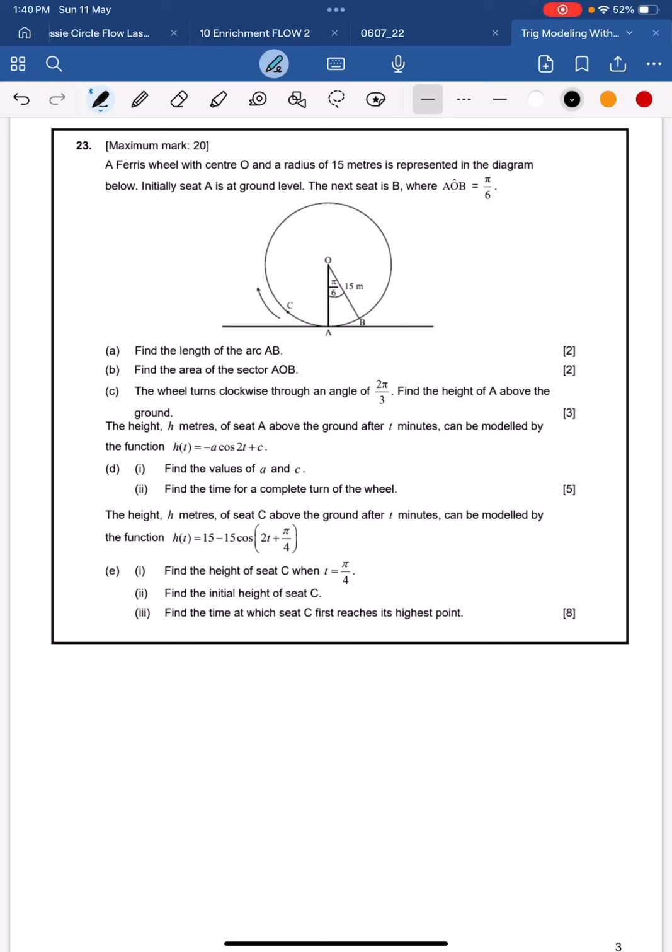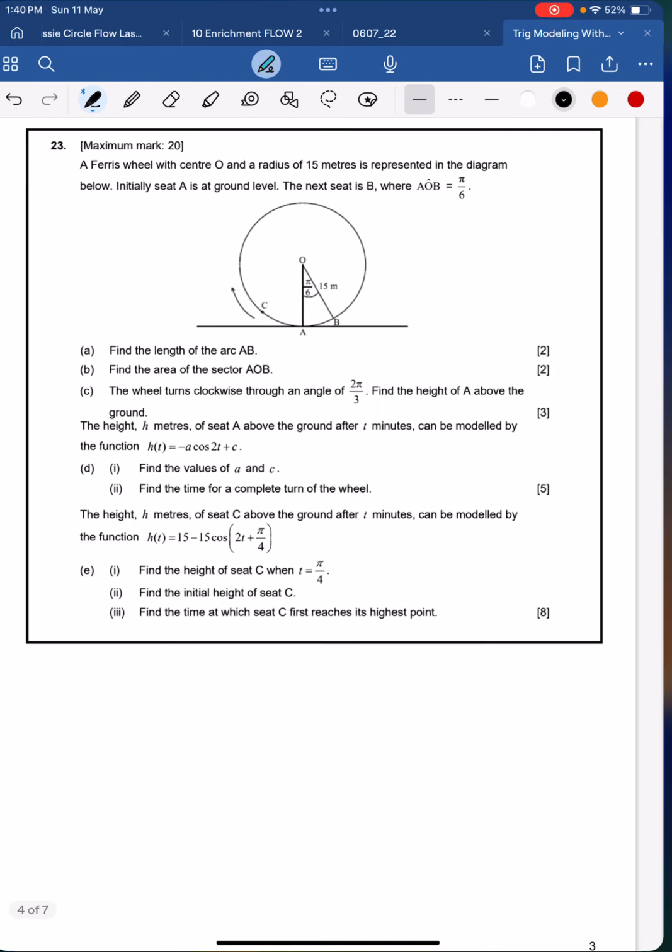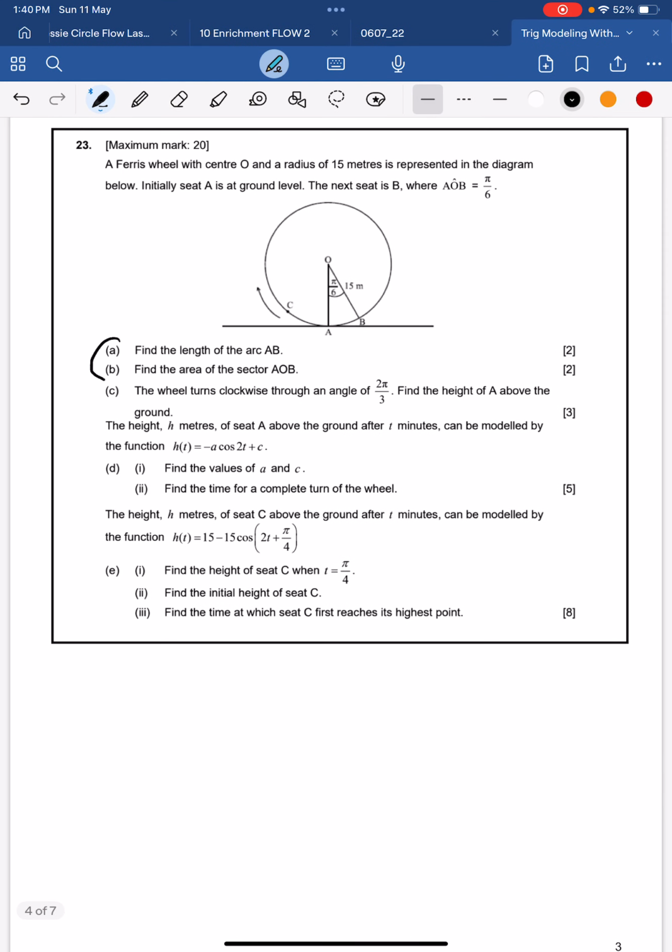So here's a trig modelling question. It's a good old Ferris wheel. Now I'm going to skip part A and B because hopefully you'll be able to organise these by pulling out a nice clean diagram. Always best to draw out a separate diagram, right? So that's part A and B, you should be able to get that. I'm going to focus on the trickier parts. So this video will be part C and D, and then a second video will do part E.